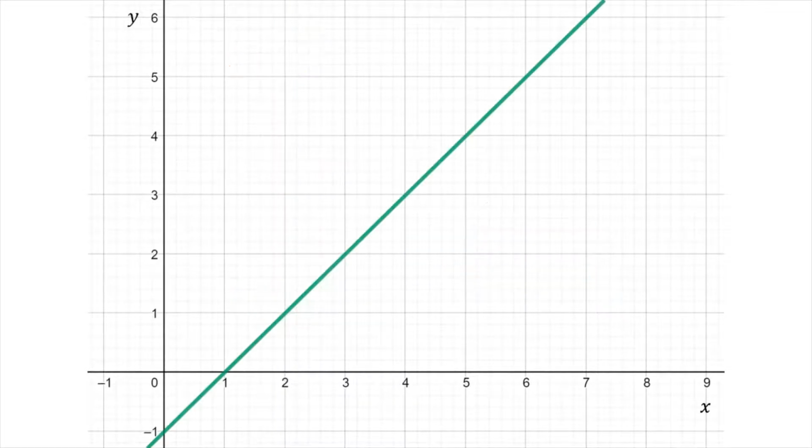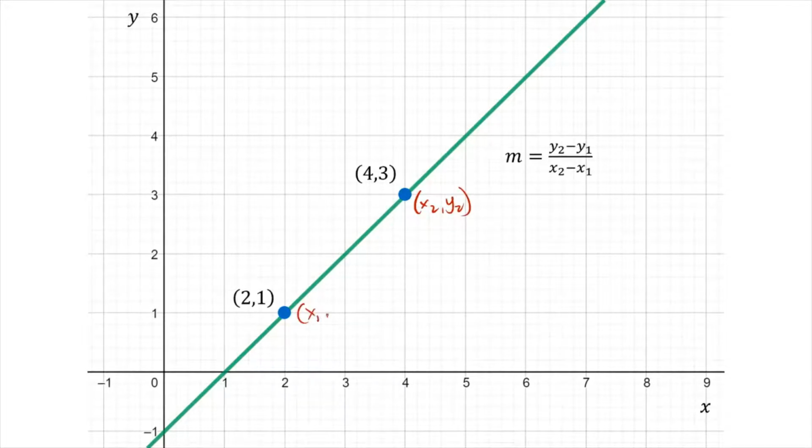Next, let's take a look at this line. Let's choose 2 points, say this point, (2, 1), and this point, (4, 3). Solving for the slope, let's say this point is x sub 2, y sub 2, and this one is x sub 1, y sub 1. Substituting the values, we get 3 minus 1 over 4 minus 2. So the slope is positive 1.